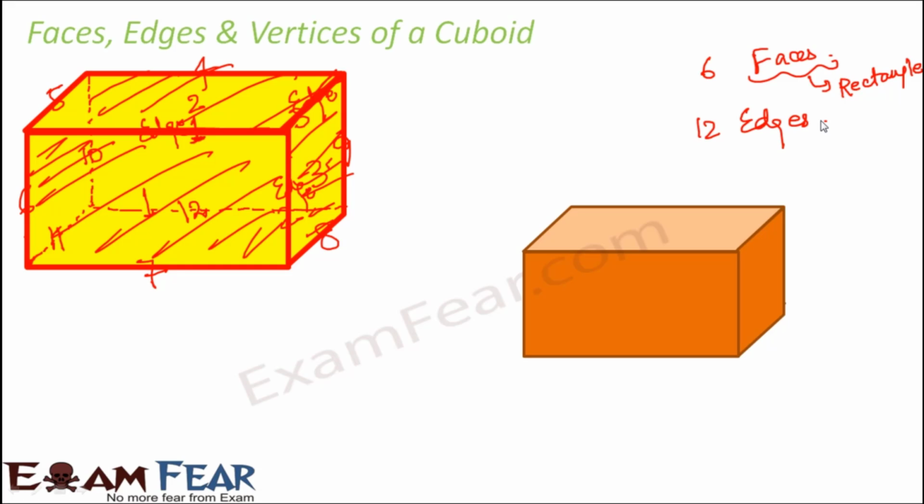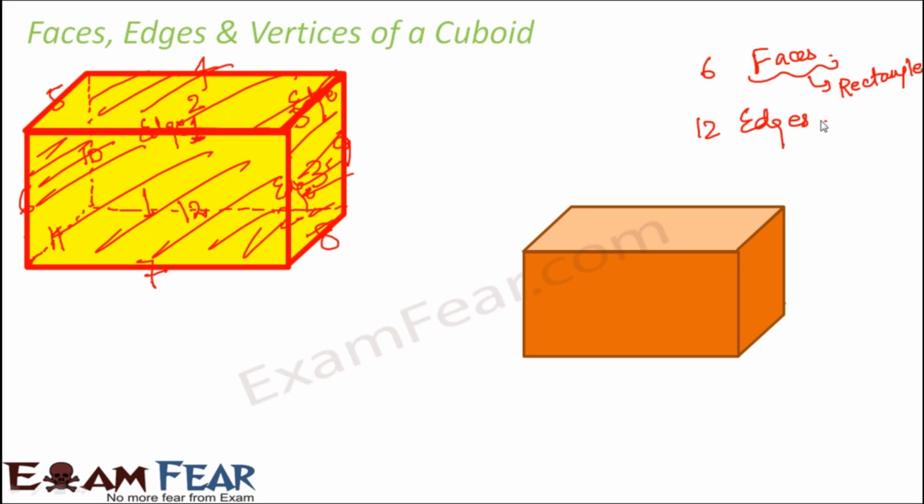Now it is not very easy to say how many edges are present in a 3-dimensional figure, because it is not only about the line segments that you see, it is also about the line segments which are there but which you are not able to see. Right? So in this way we see that there are 6 faces and 12 edges in a cuboid.